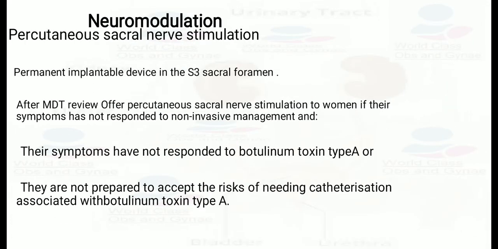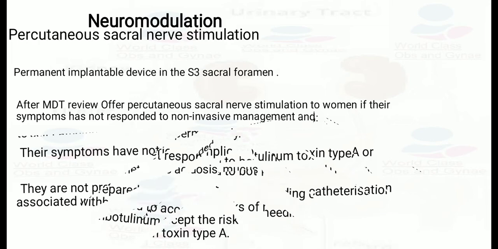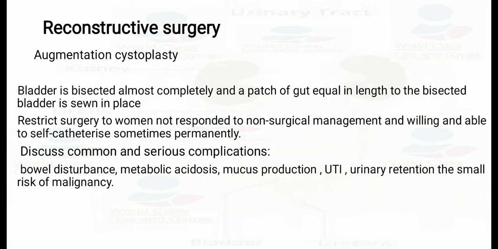Neuromodulation, percutaneous sacral nerve stimulation, permanent implantable devices in the S3 sacral foramina. After MDT review, offer percutaneous sacral nerve stimulation to the woman if their symptoms have not responded to non-invasive management and have not responded to botulinum toxin type A, or they are not prepared to accept the risk of needing catheterization associated with botulinum toxin type A. Reconstructive surgery.